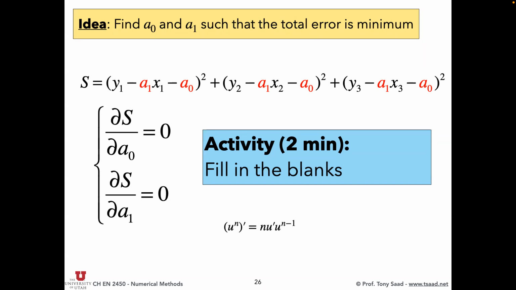So to differentiate with respect to A0, you hold everything else constant, okay? Everything else is constant except A0. To differentiate with respect to A1, everything else is constant except A1, okay? Start with the derivative with respect to A0. It's a little easier. You might need to use this definition. The derivative of u to the power n is n u prime u to the n minus 1.